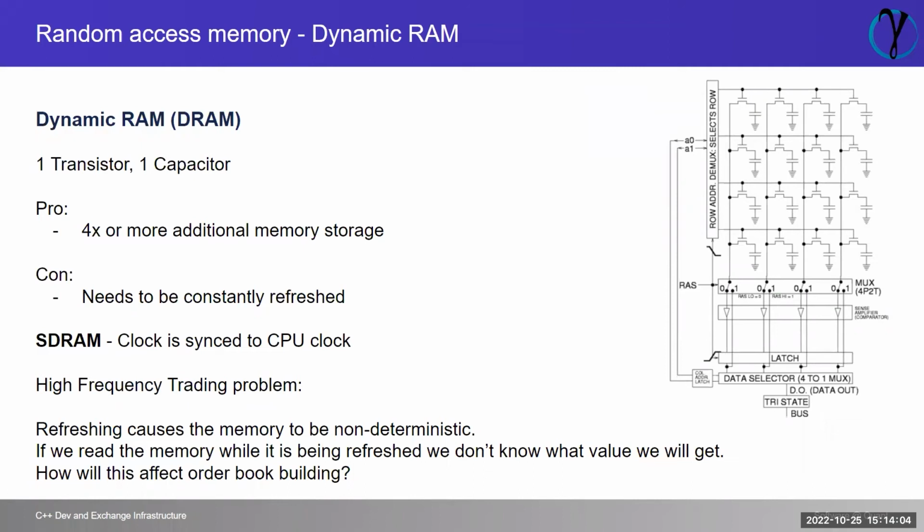You have some overhead, but that overhead doesn't even matter compared to the amount of storage you would get, right? But you have to constantly refresh it. So that actually takes up time. And also there is some non-determinism involved with that. So for example, if you're refreshing and you try to access that memory at some time, then you don't know what you're gonna get, right? It depends. So you have to be careful with that.